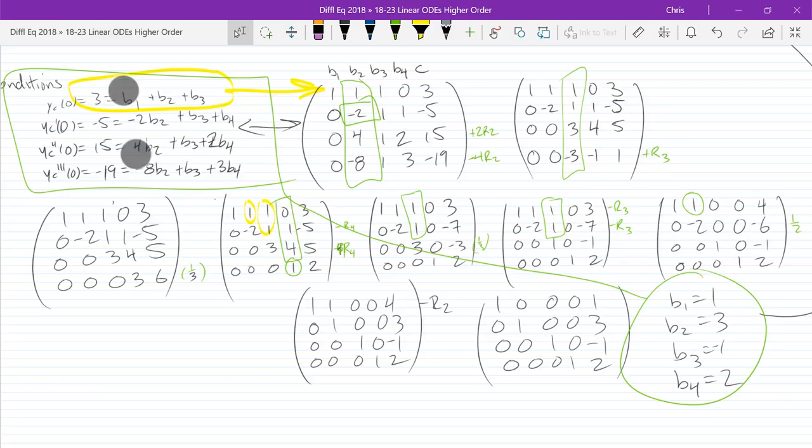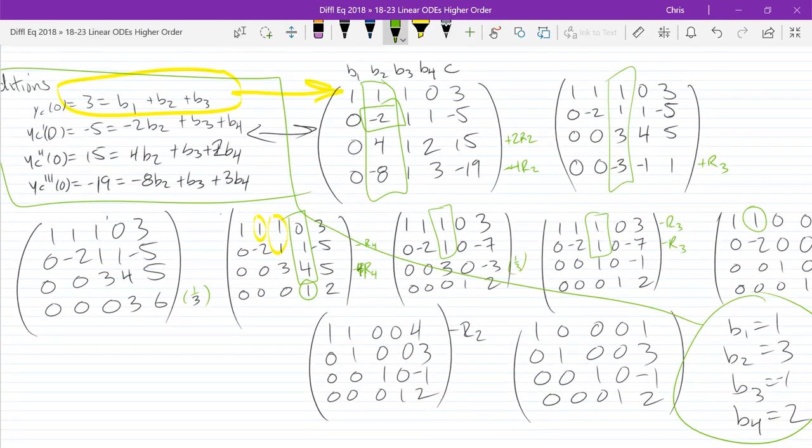I'll do the first equation right there. It basically says B1 plus B2 plus B3 should equal 3. So B1 plus B2 plus B3 does indeed equal 3. So you can usually check linear equations super fast.